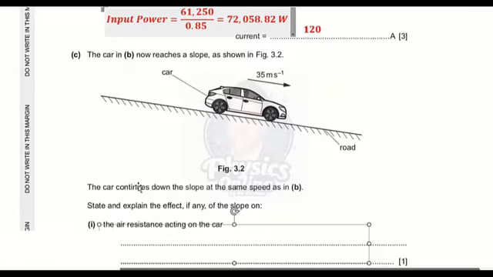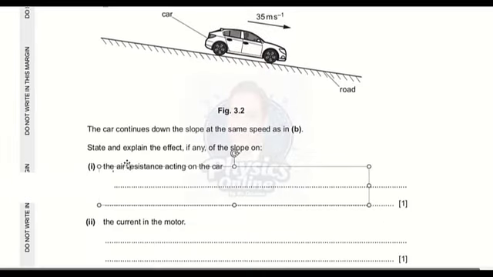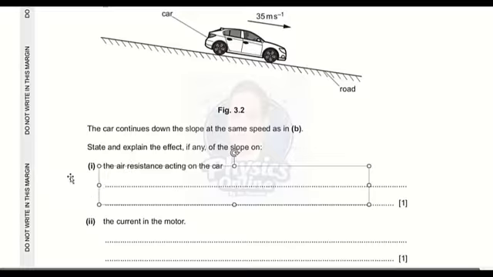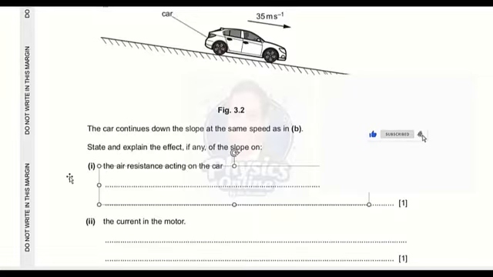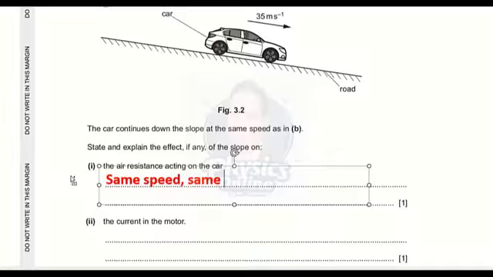The car is now reaching a slope as shown in figure 33.2. The car continues down the slope at the same speed as in B. State and explain the effect, if any, of the slope on the air resistance on the car. Air resistance depends on the speed. So the same speed means the same air resistance. No change in the air resistance.